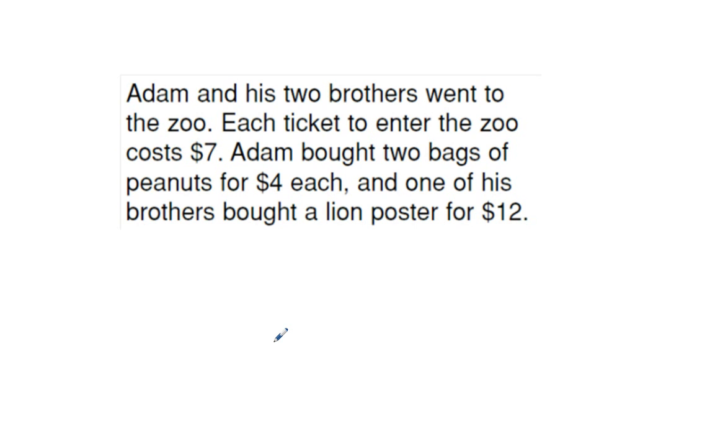So we've got a lot of things going on here. We know that each ticket cost $7, and how many people went? You have Adam and his 2 brothers, so 3 people went. So in order for me to find out the cost of that, I would have to do 7 times 3. Now I'm not going to find the value of it just quite yet. Then it said Adam bought 2 bags of peanuts for $4 each. So those 2 bags of peanuts at $4 each would be $4 times 2.